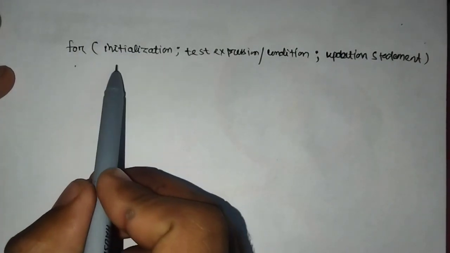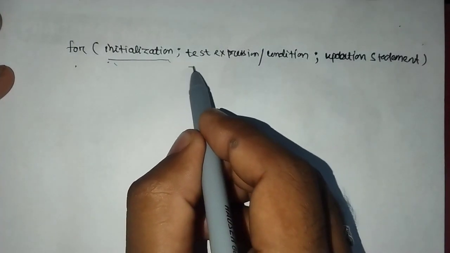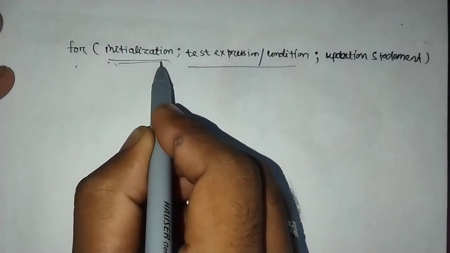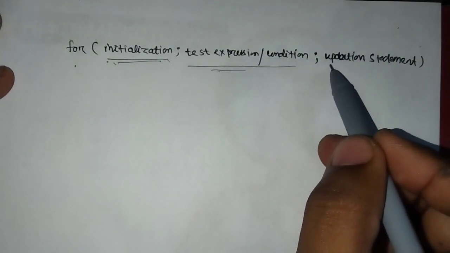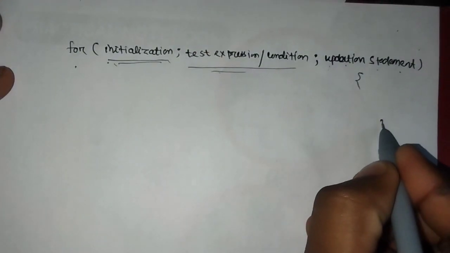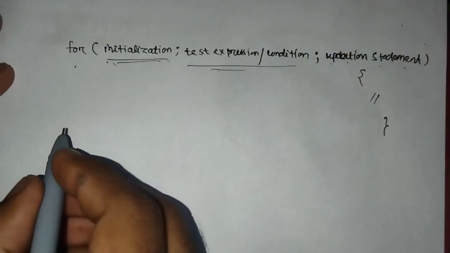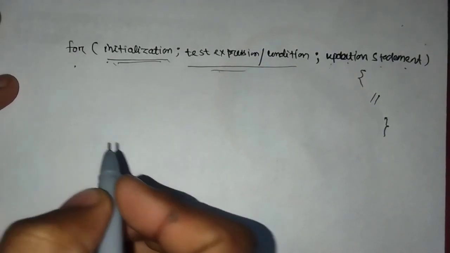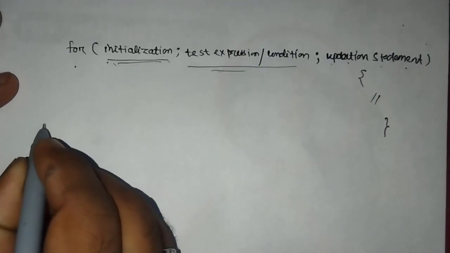In the for loop there are three terms. In every loop there will be three terms: one is initialization, the second one is the test expression, and the third one is the updation statement after the code. Okay, but there are other methods to write this in different ways. I'm going to go through them one by one.